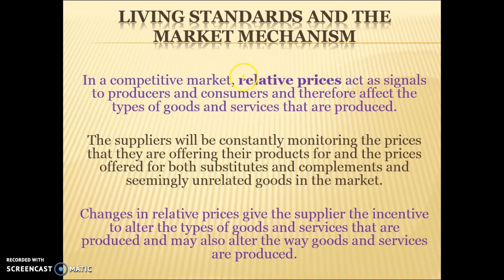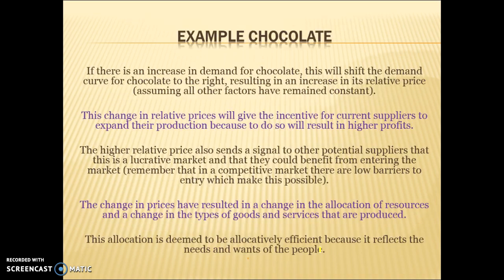In a competitive market, relative prices act as a signal to producers and consumers to produce more of that good or services, and suppliers will be constantly monitoring prices to make sure that they're producing the goods and services that are going to maximise society's best interests. If there's a change in relative prices, that provides the incentive to produce more of that good and helps to maximise more of society's wants and needs. So when you're talking about in relation to living standards, talk about the responsiveness of markets, that they are highly responsive to consumers' demands and that therefore they're very good at producing what society wants.